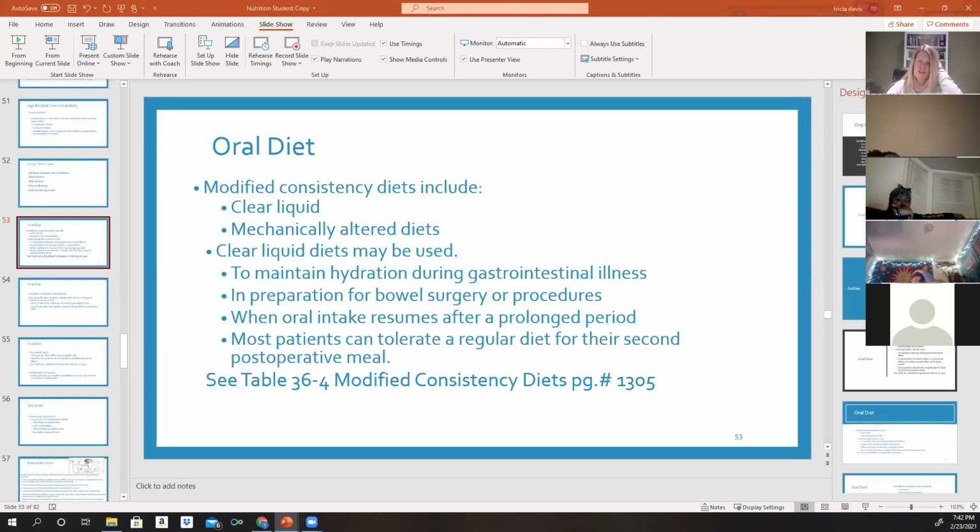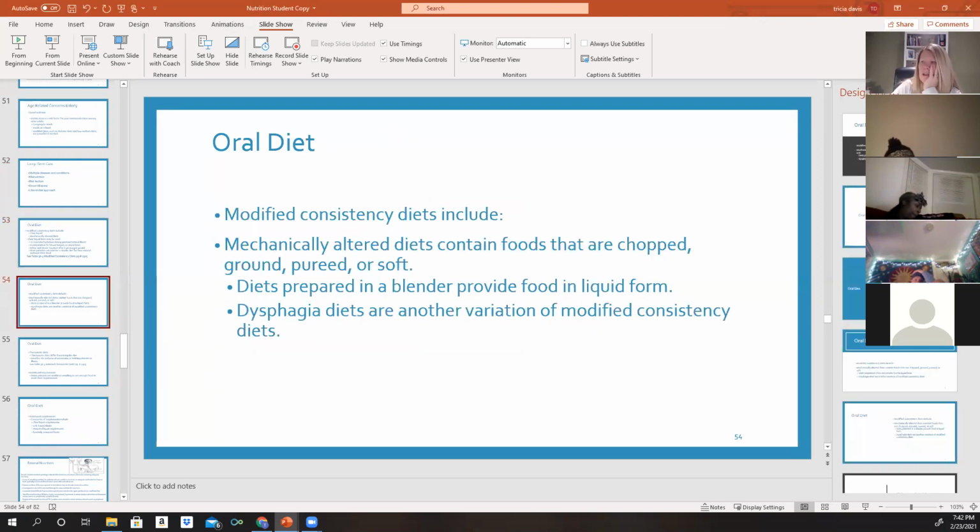So this is just a repeat of what we said before with these oral diets. You can go to page 1305. Table 36.4 talks about those different modifications in the diets that we can do. This is just a repeat of the same information. There's different diets.